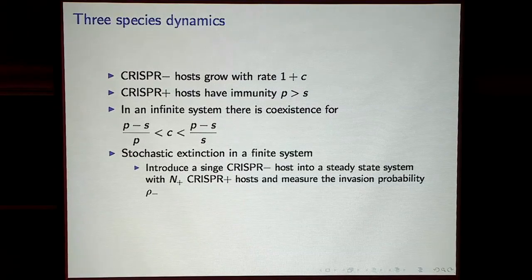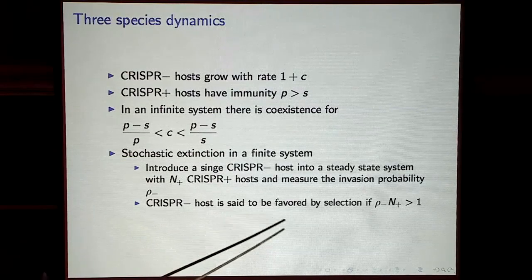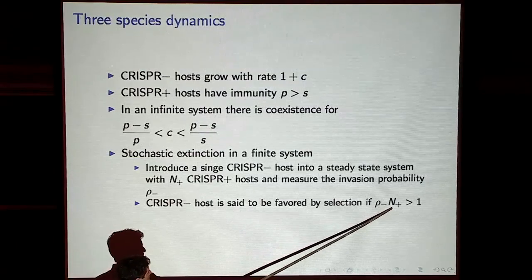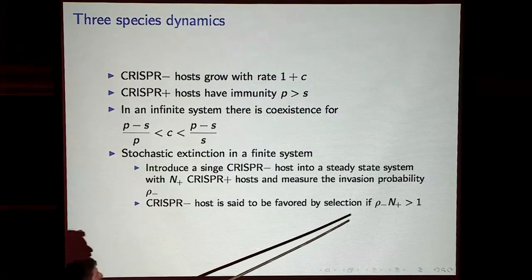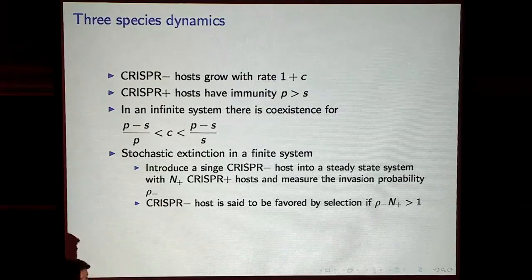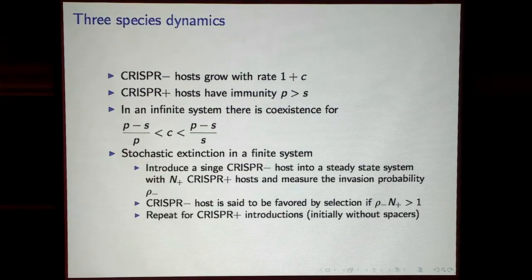And if the product of this invasion probability and the population size is greater than 1, it is said that the invading host is favored by selection, because 1 over n would be the neutral result. If it's completely neutral, then the probability of invasion is 1 over n. And you do the same thing for CRISPR plus introductions.